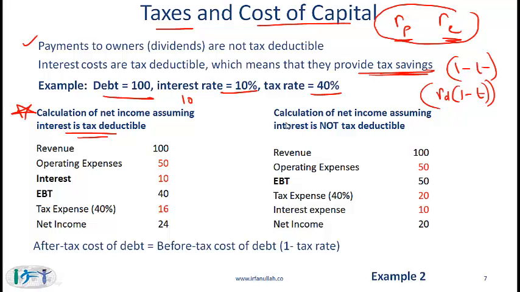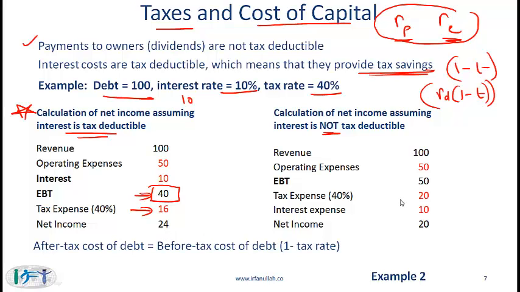And just to illustrate a point, we will also do a calculation assuming that interest is not tax deductible. If you look at the left side of the screen, we have a simple income statement. Revenue is 100, operating expenses 50, interest is 10. Interest is tax deductible, so it reduces the EBT amount. The EBT is 40. The tax is paid against 40. If the tax is 40%, then the tax expense is 16 and the net income is 24.